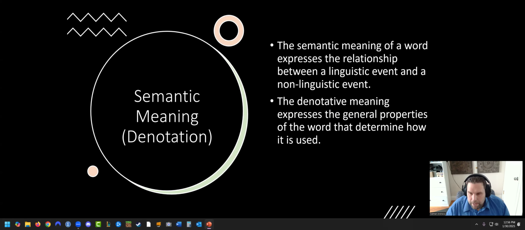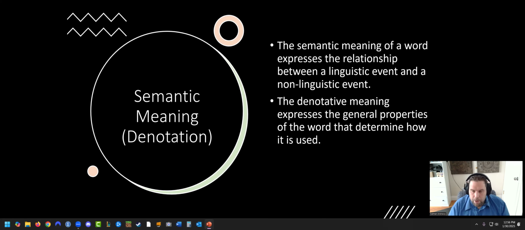So we're going to start with the semantics, right? The semantic meaning, the denotation of, or the denotative meaning of the words that are being used. Okay. So the semantic meaning of a word expresses the relationship between a linguistic event and some sort of a non-linguistic event. And what does that basically mean? We have the language, the symbology of the language essentially, and what the underlying meaning is of the perhaps spoken or written word in relation to that.